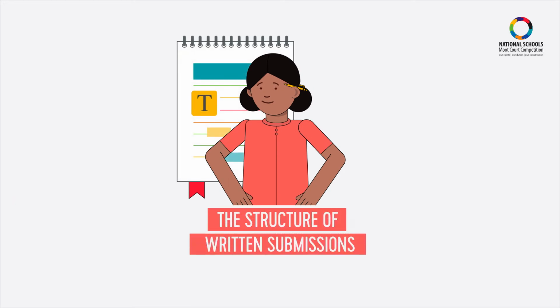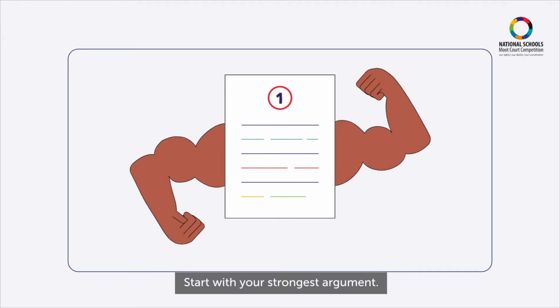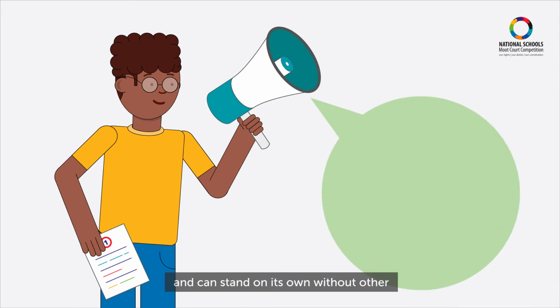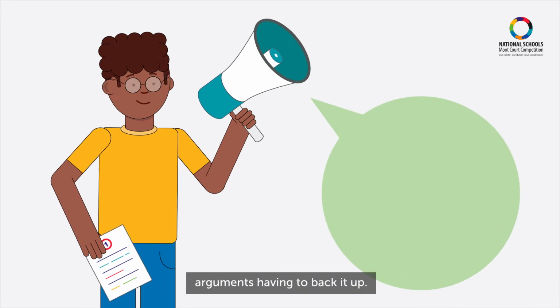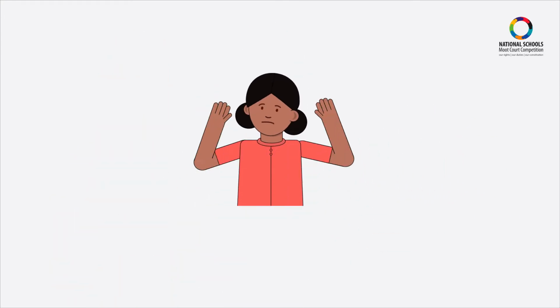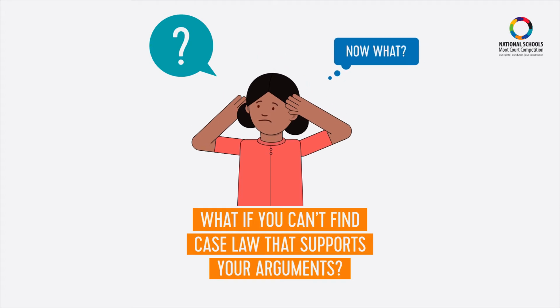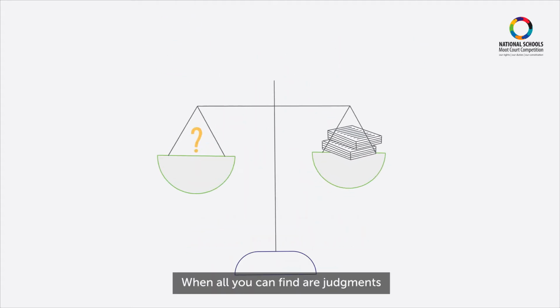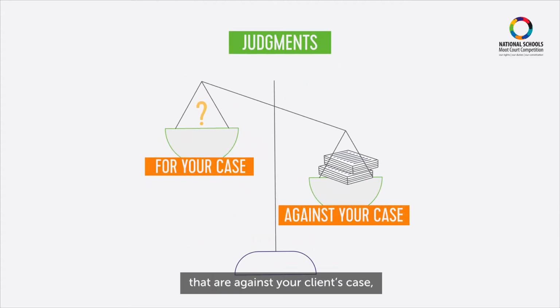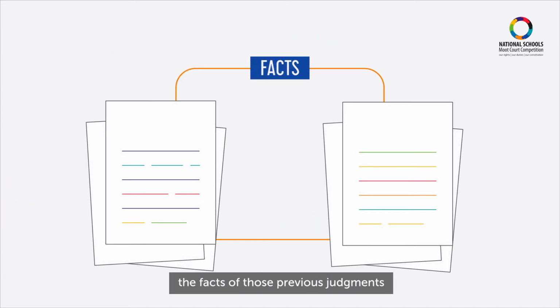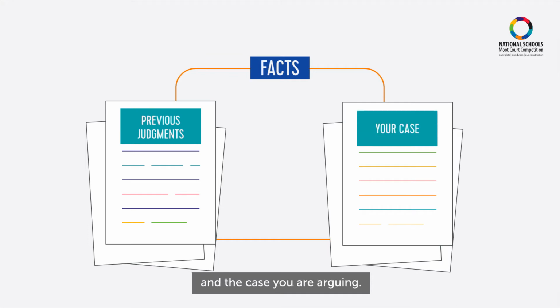The structure of written submissions. Start with your strongest argument. This is usually the argument that has the most authority to support it and can stand on its own without other arguments having to back it up. What if you can't find case law that supports your arguments? When all you can find are judgments that are against your client's case, a good strategy is to distinguish between the facts of those previous judgments and the case you are arguing.